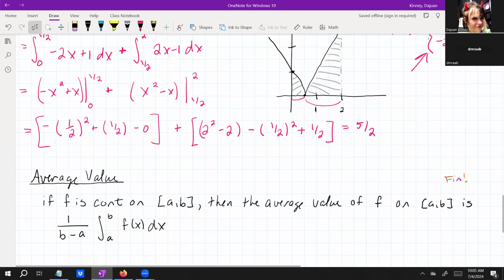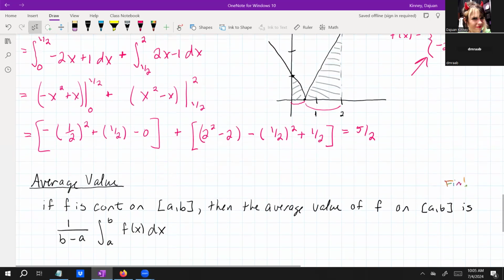All right, that is the end of this section. Pretty straightforward as these go. It's one extra step. The hardest part is sometimes you have to graph them to see what it looks like. If you have a weird function, definitely graph it.